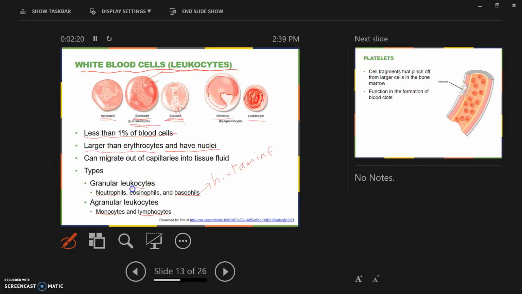Eosinophils will increase when you have a parasitic infection, and neutrophils are the first responders to any infection. They're phagocytes. And the 3 that I'm circling are all phagocytes: monocytes, neutrophils, and eosinophils are all phagocytes. That means that they engulf pathogens or abnormal cells and destroy them.